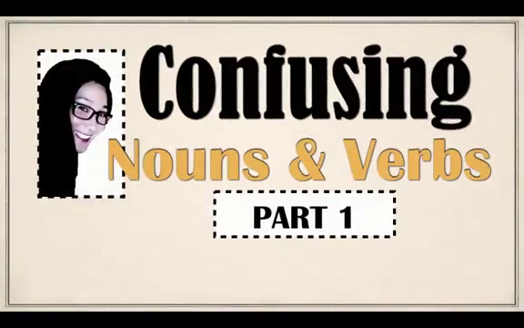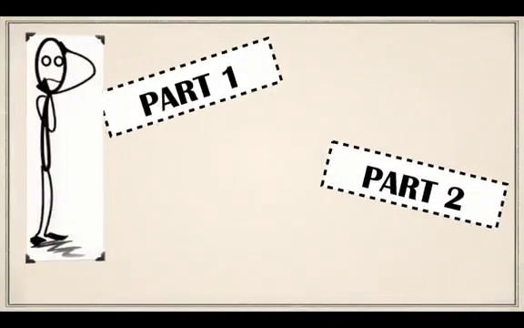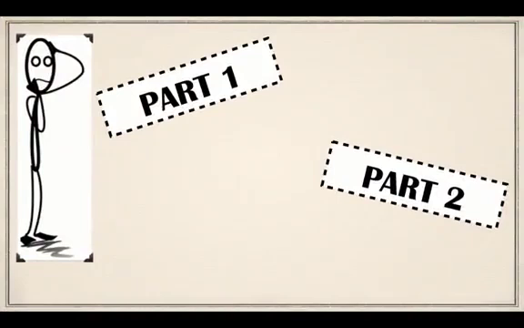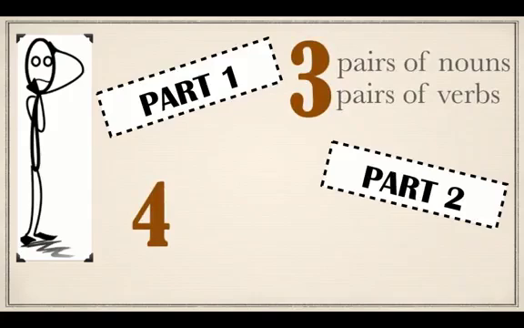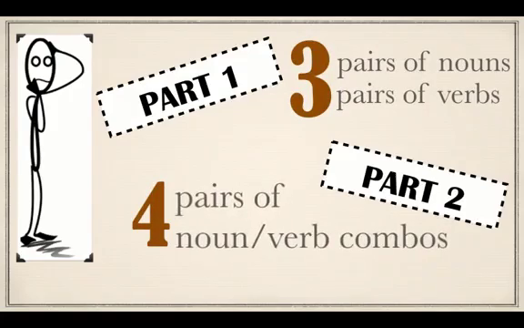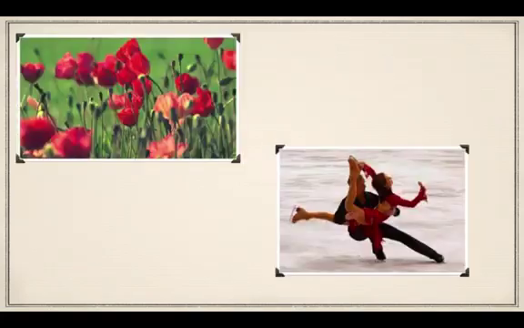Confusing Nouns and Verbs, Part 1. In these lessons in Parts 1 and 2, we'll be looking at nouns and verbs that are confusing even for native speakers sometimes. In Part 1, we'll look at 3 pairs of nouns and 3 pairs of verbs. And in Part 2, we'll look at 4 pairs of noun-verb combinations. But let's start with a quick review.